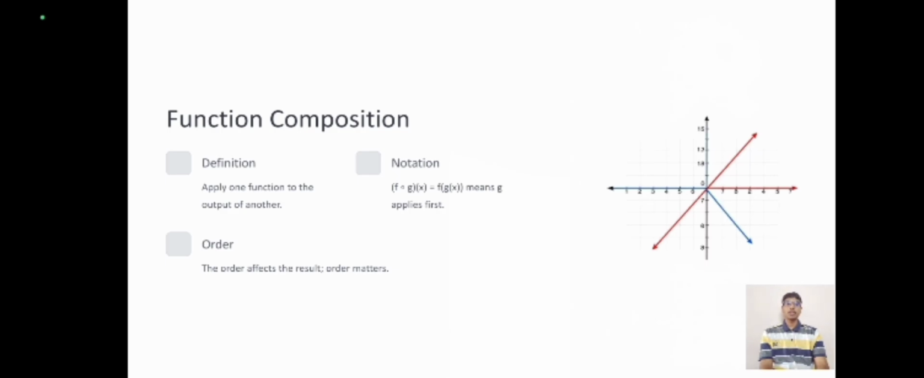Mathematically, this is written as f of g of x, which is f composed with g of x. This means you apply g to x, then apply f to the result.